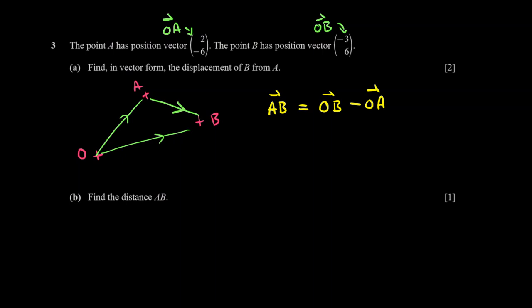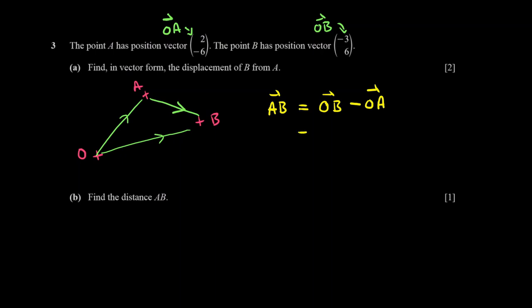If you're not sure about that, by the way, how could we think about the vector AB using this diagram? We could do A to O. Well, A to O is the same as negative OA, plus OB. So negative OA plus OB.